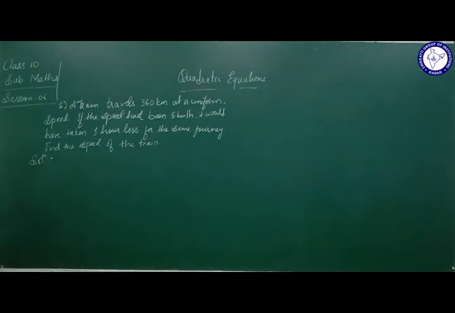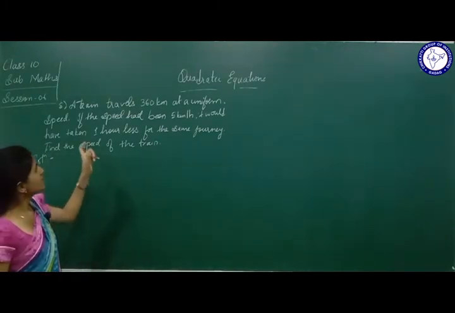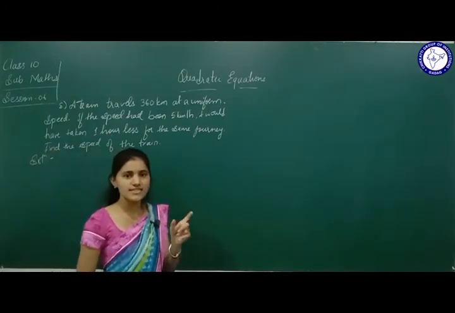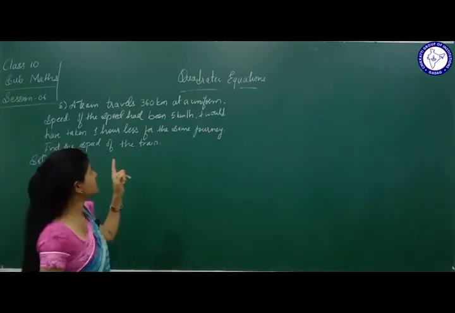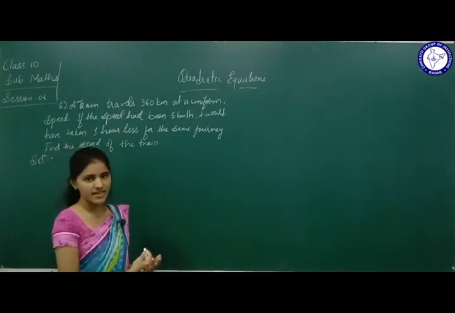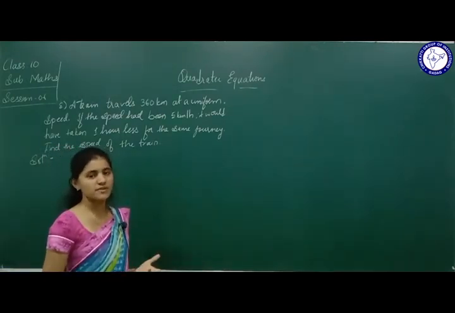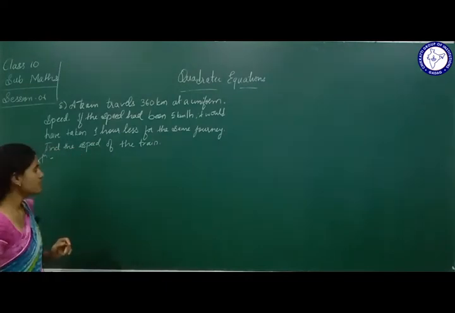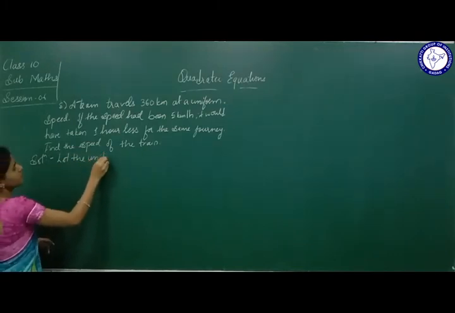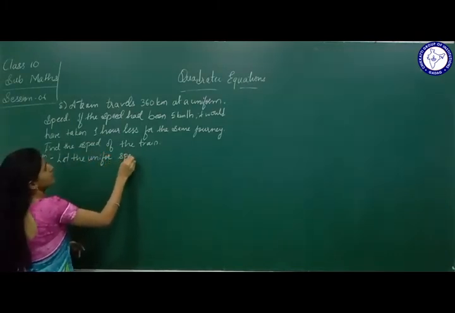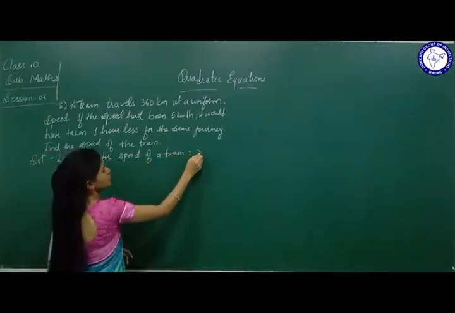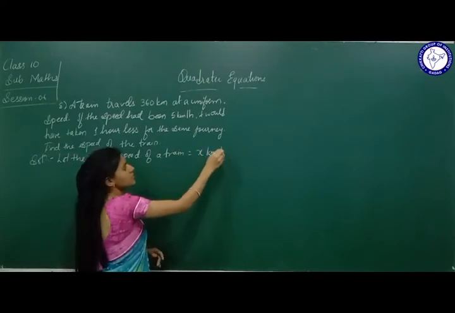What have they given? They have given that a train travels 360 kilometers. In the sense they have given the distance travelled by the train is 360 kilometers at a uniform speed. We don't know what the uniform speed is, right? So let us consider the uniform speed of the train to be x kilometers per hour.